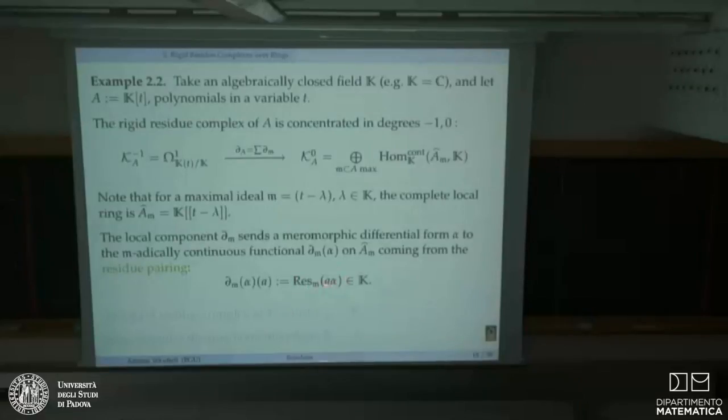So this is the residue, and it gives you a pairing by taking a holomorphic function times a meromorphic form, take the residue, and it gives you a constant. So that's what it is.